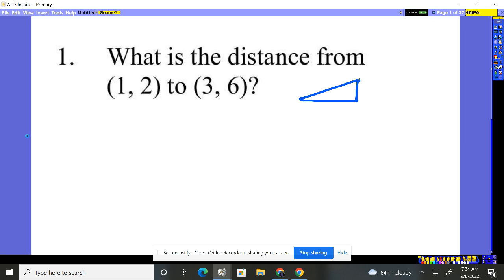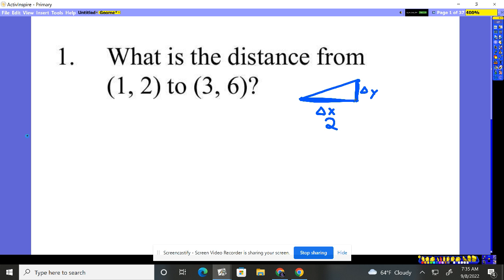Well, this horizontal length right here of this leg is simply the change in our x values. The vertical length is simply the change in our y values. When I say change, that means we're just subtracting to find how far apart they are. So let's find how far apart our x's are. Our x's go from 1 to 3, so I know this leg is 2.